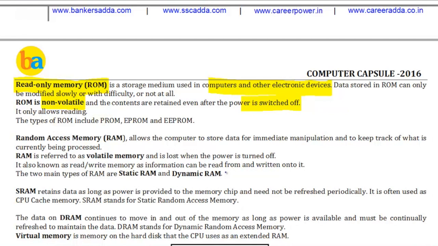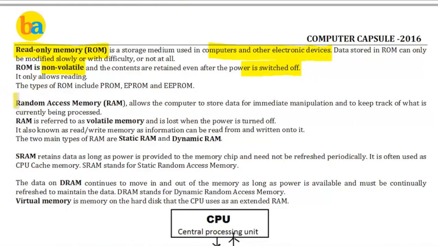Types of ROM include PROM, EPROM and EEPROM. Next we have RAM or random access memory.